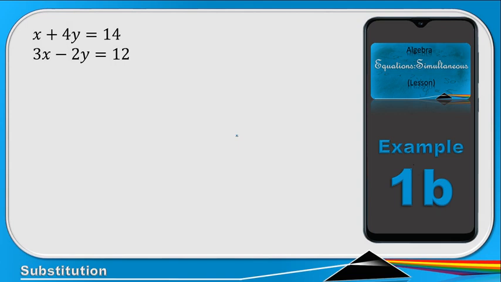Right, so now let's look at the next example. So if we look at our variables, we've got an x, 4y, 3x, and minus 2y. So obviously the one that I'd like to isolate is the one that stands alone. That's going to be the easiest. So I'm just going to take, okay, this is my first equation and my second equation. So to put x on its own, I simply take 4y to the other side. Then I get x is equal to 14 minus 4y.